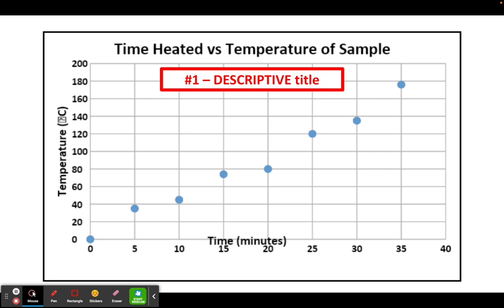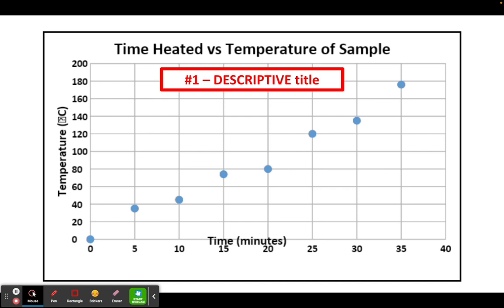So a good rule of thumb is to use what the axes are, right? So here, the axes are temperature and time. So then the title of your graph would be time heated versus the temperature of your sample, right?